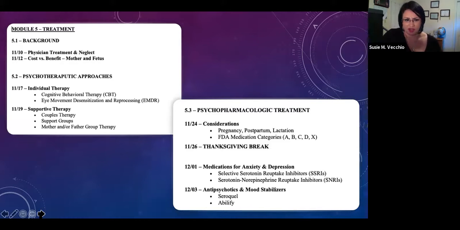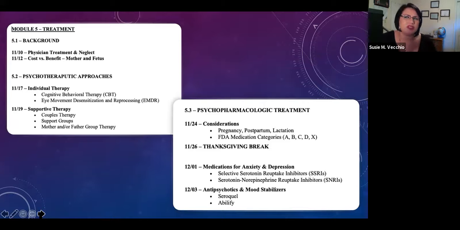So we look at cognitive behavioral therapy, eye movement desensitization and reprocessing. I hope I didn't destroy that. And then support therapy, which would involve couples therapy, support groups, mothers and father groups. And then if things of that nature do not actually help, they start to look at psychopharmacologic treatments.